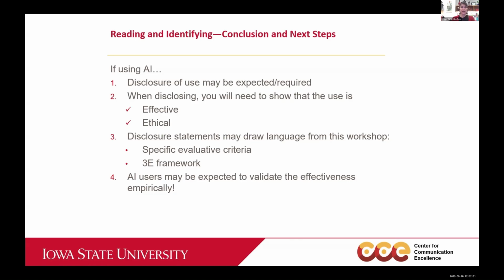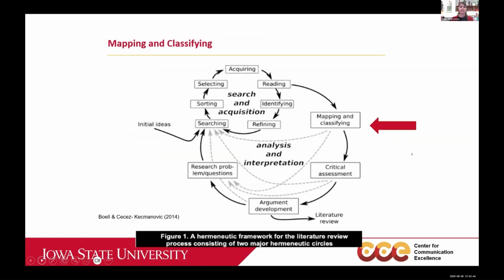There are many graduate students at Iowa State who study AI and its effectiveness, and so they might be expected to validate it. They certainly would be expected to validate it. That's part of the research process.